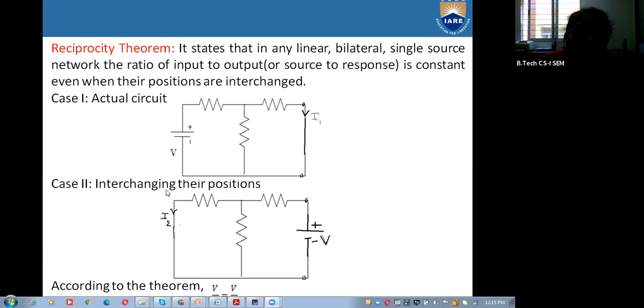Now case 2. According to the theorem, interchange their positions. Get the voltage source at the output terminals, and find the output at the place where the source was. Let us say in that case the response is I2. According to the theorem, we have to show that V by I1 equals V by I2.